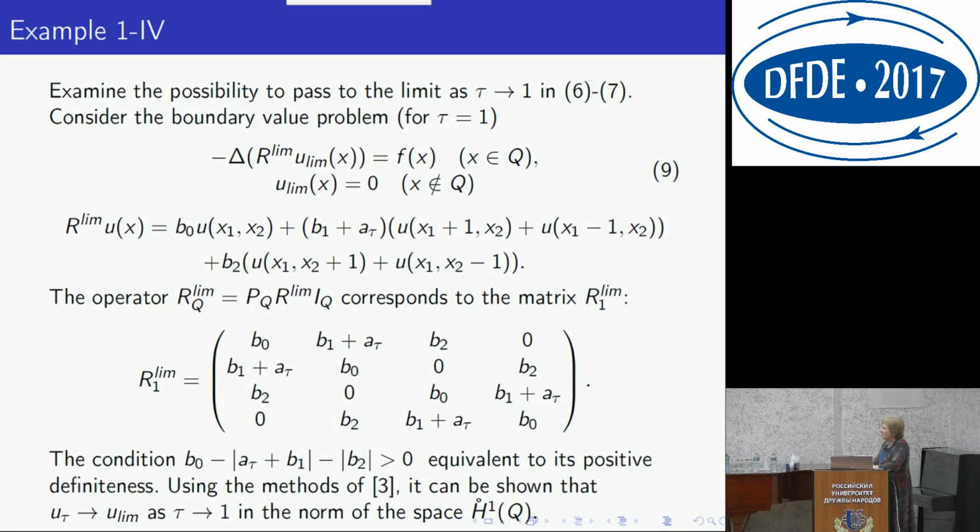И работа 3 – это работа Леонида Ефимовича Росовского. Можно, используя методы, изложенные в этой работе, показать, что в этом случае в норме пространства Соболева H0,1 решение будет стремиться к решению предельной задачи.